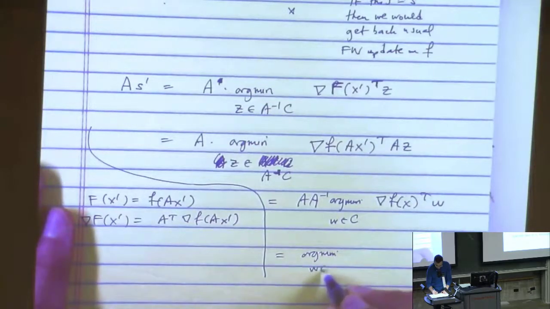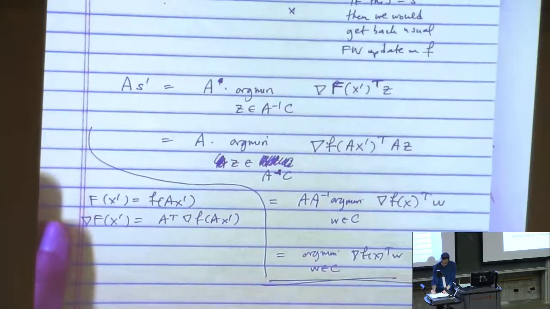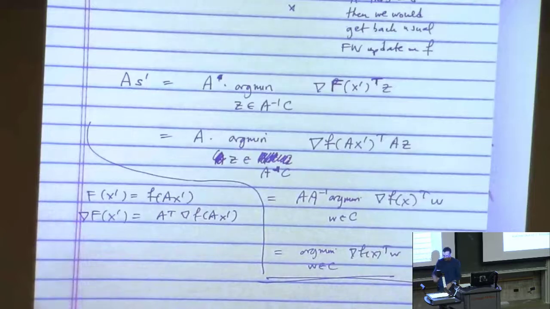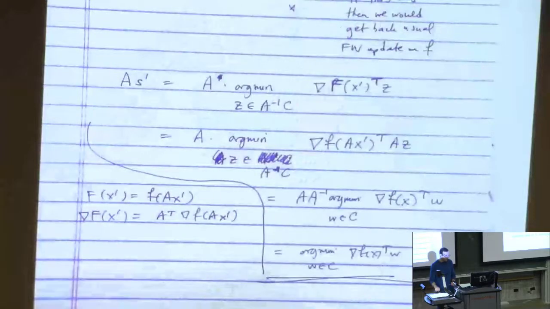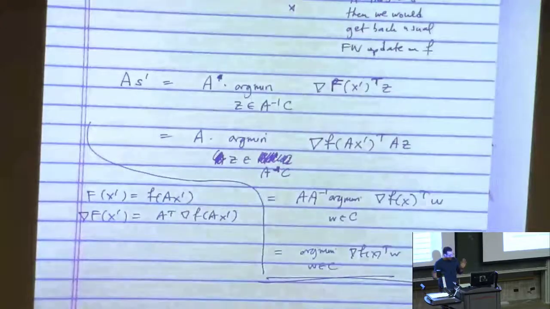Argmins are tricky. They're trickier than mins. So there you go. That's affine invariance. So this is the Frank-Wolfe update that I would have gotten on F. So now I have 1 minus gamma x plus gamma times the Frank-Wolfe update. Like I said, I think it's an intriguing feature of Frank-Wolfe.